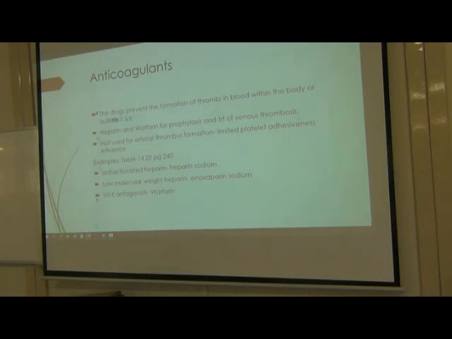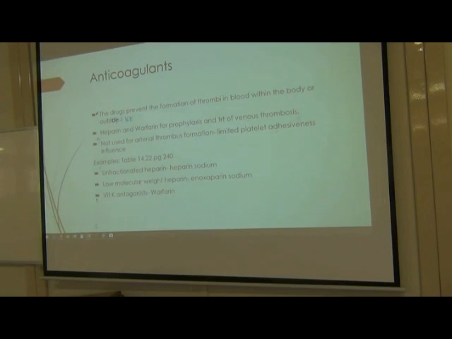Heparin and warfarin are mainly used for venous thrombosis. They are not used for arterial thrombosis. They're used for venous thrombosis, not arterial thrombosis. Because for arterial thrombosis, you need to be able to stop platelet aggregation. And heparin and warfarin do not have the ability, or they have very little inconsequential ability, to stop platelet aggregation.